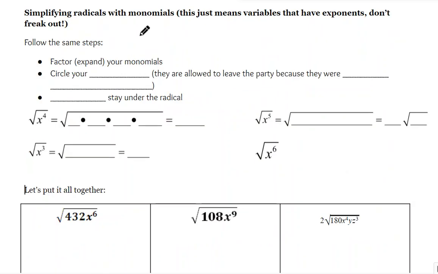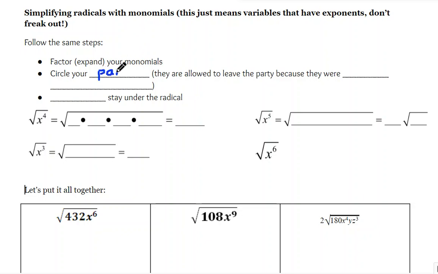Okay, so simplifying radicals with monomials, that just means variables with exponents, all right? That's what that monomial means. What we're going to do is we're going to factor. We're going to expand our monomials, just like how we did with exponents. We're going to expand them out, all right? And then we're going to circle our pairs.